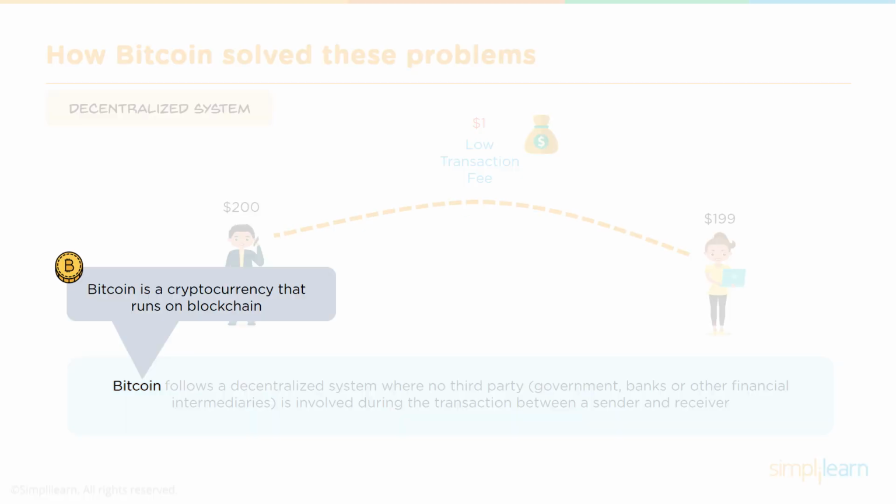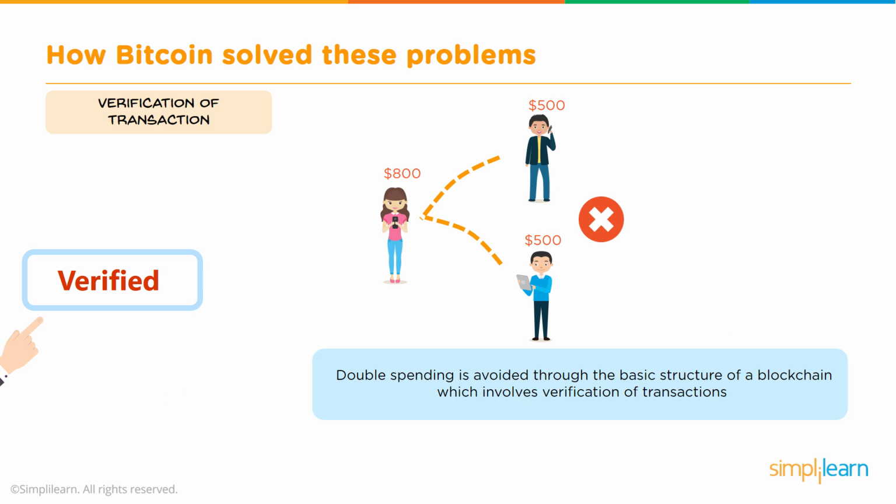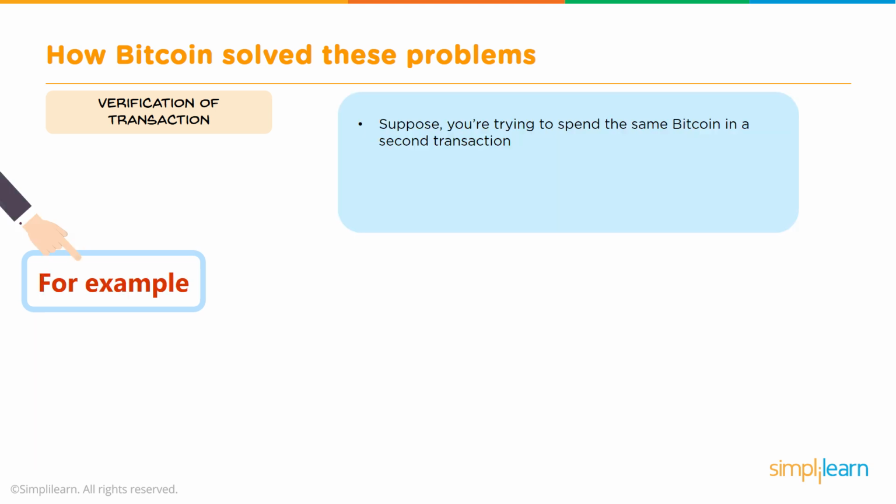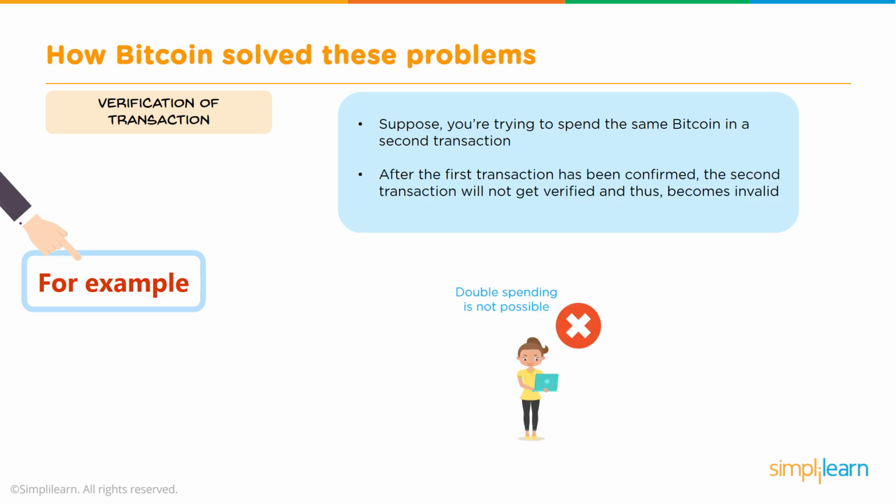Now, Bitcoin is a cryptocurrency that runs on blockchain. How did Bitcoin solve the problem of double spending? Double spending is avoided through the basic structure of blockchain, which involves verification of transactions. In the previous example, when the user transferred $500 to the first person, she will not be able to transfer another $500 based on the basic validation of the blockchain, and we will see how. Suppose you're trying to spend the same Bitcoin in a second transaction. After the first transaction has been confirmed, the second transaction will not get verified and thus becomes invalid.